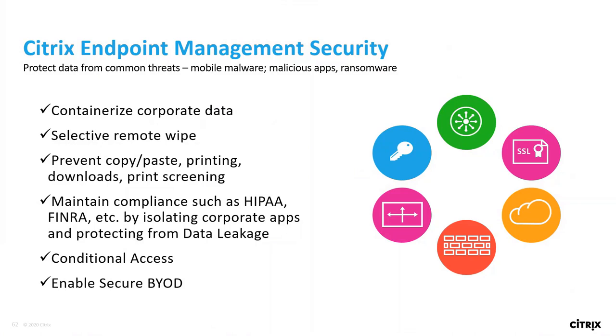So the Endpoint Management Service allows us to containerize corporate data on a device. The isolation of this data will allow us to protect against data leakage and will also assist with maintaining compliance such as HIPAA or FINRA. You'll be able to add policies like preventing copy and paste, restricting printing, downloads, and even taking screenshots, right? So these policies will only affect the specific applications you containerize, and it'll help isolate the corporate data and applications from the user's personal stuff on the device. So just to give an example, a user would not be able to copy corporate data on his device out to a personal application.